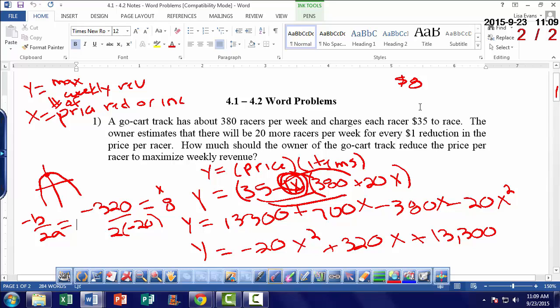Now be careful because sometimes the question will say, how much should the owner charge? If it's how much should the owner charge, we're going to plug it into this whole parenthesis. It doesn't say that here, it just wants to know what are we reducing the price by. And then it says in order to maximize weekly revenue.